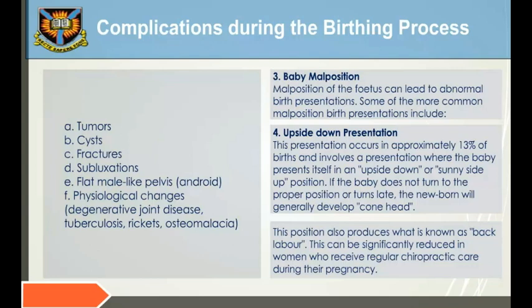4. Upside-down presentation. This presentation occurs in approximately 13% of births and involves a presentation where the baby presents itself in an upside-down or sunny-side-up position. If the baby does not turn to the proper position or turns late, the newborn will generally develop cone head. This position also produces what is known as back labor. This can be significantly reduced in women who receive regular chiropractic care during their pregnancy.